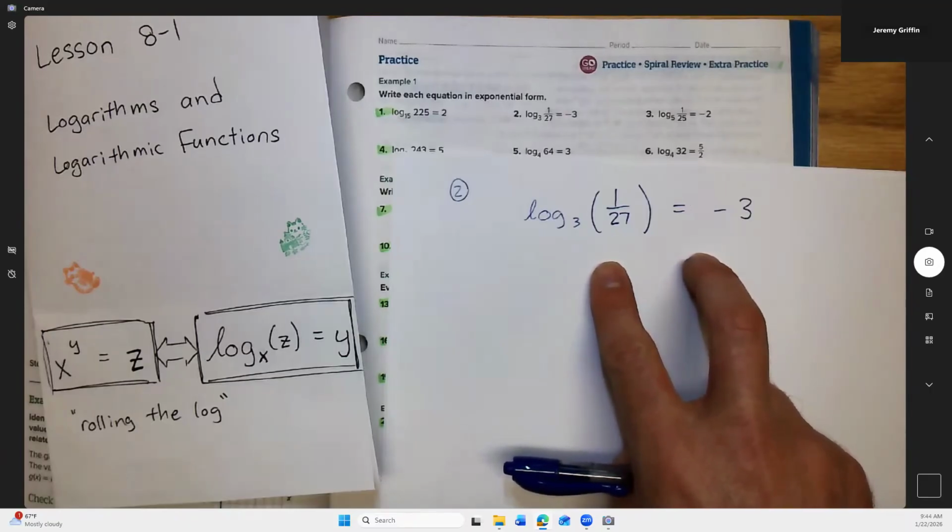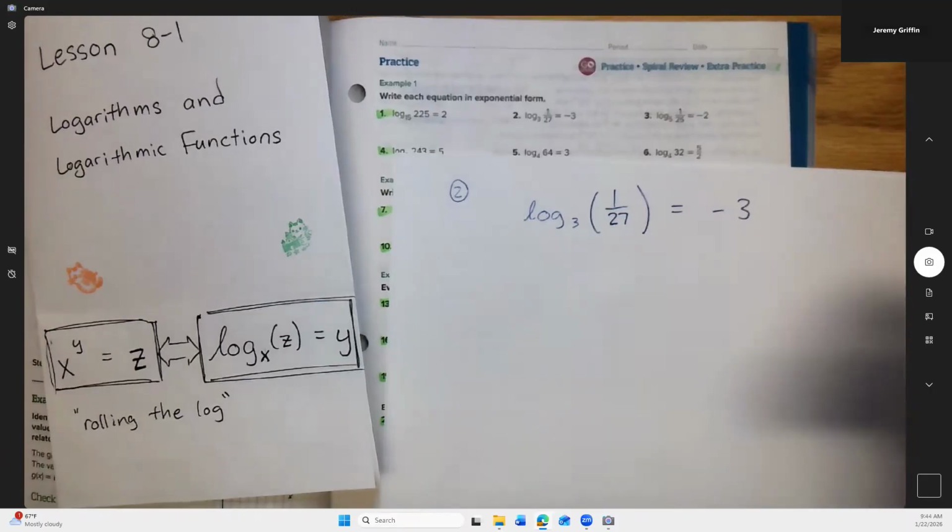Did you guys write your name on your paper? Yeah, when you eventually turn this in to the class, they give you points.